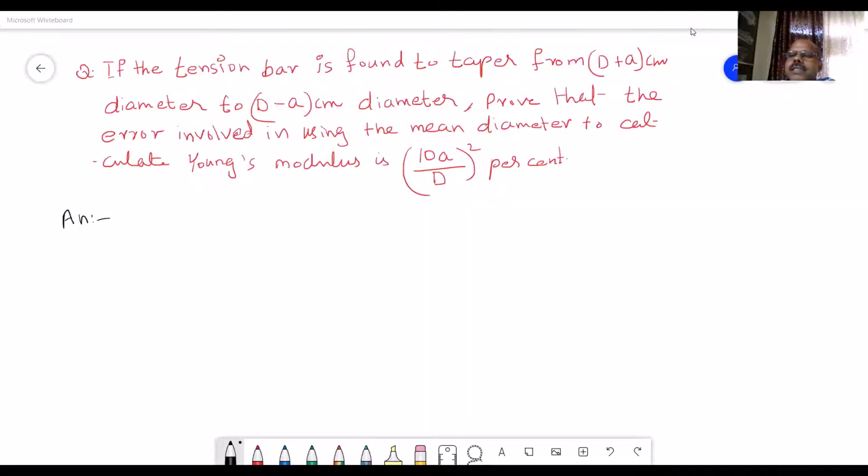Welcome to today's St. Anthony's classes. Today we are going to do one question in simple stresses from the subject of strength of material.